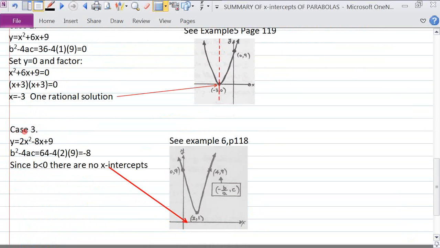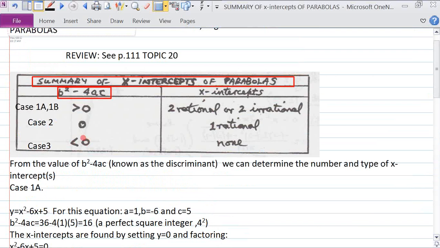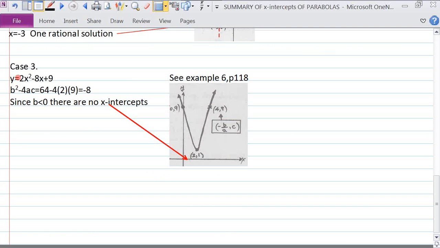Now, the third case is where b squared minus 4ac is less than 0. If you go back up, that was this one where it's negative. So if we take this as an example, 2x squared minus 8x plus 9, b squared is 8 squared, 64, minus 4ac, 4 times 2 times 9. Here's a and here's c. So 2 times 9 is 18, 4 times 18 is 72, 64 minus 72 is minus 8. So if b squared minus 4ac is negative, there's no x-intercept.